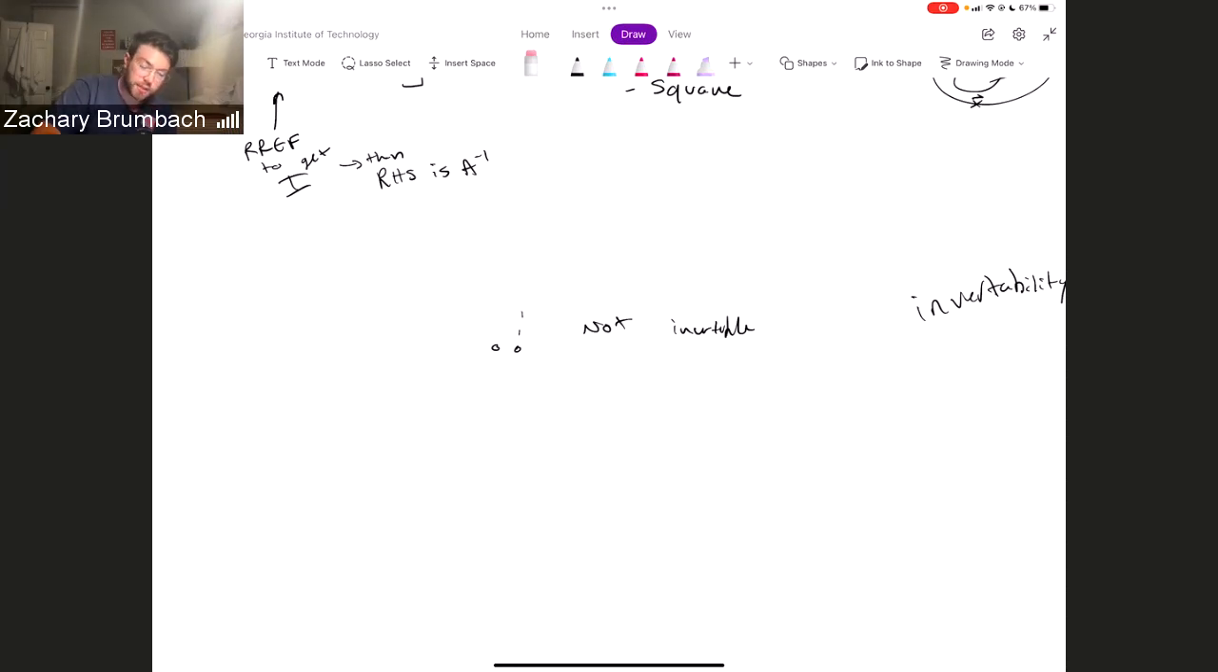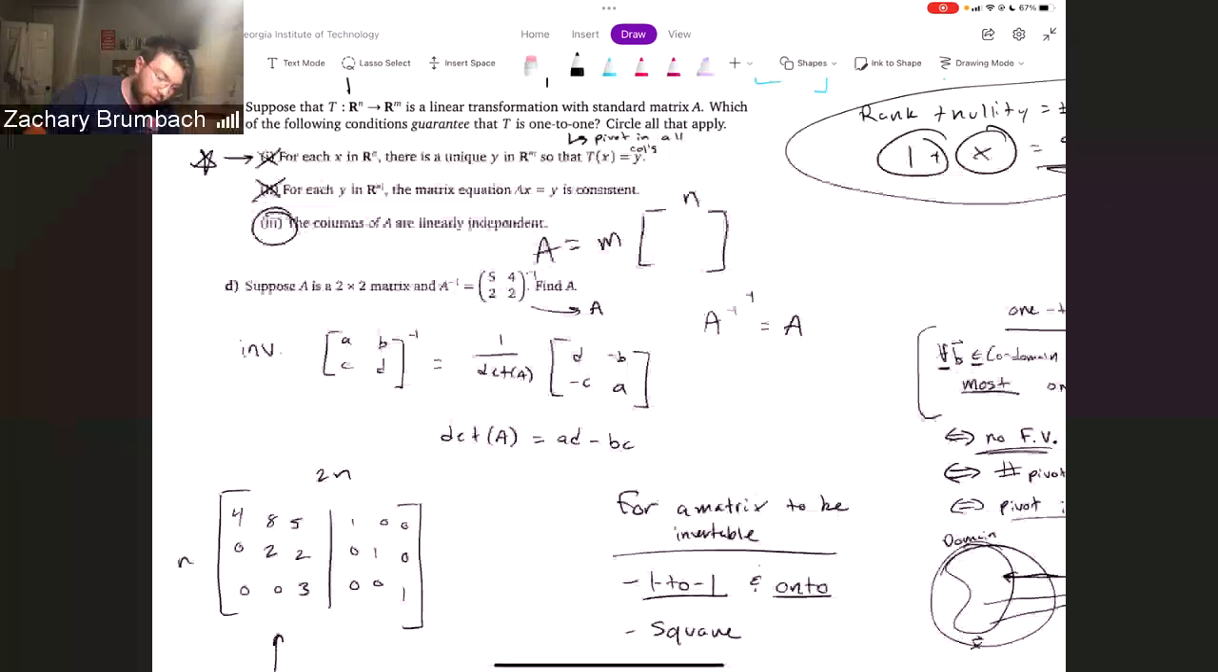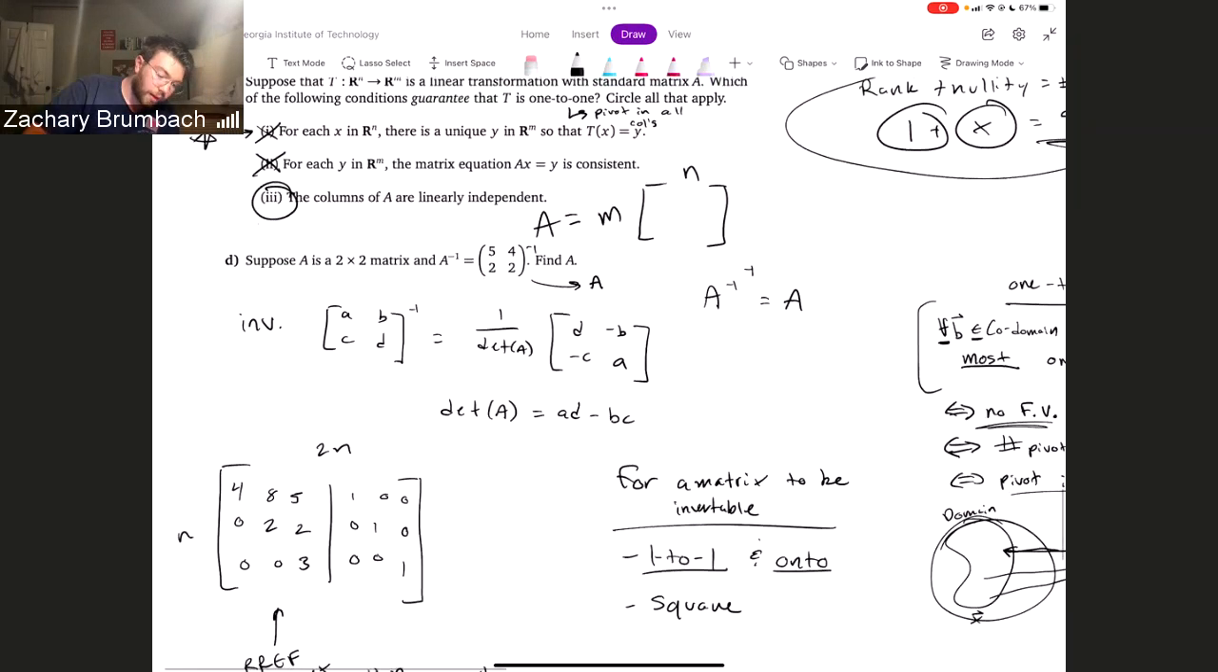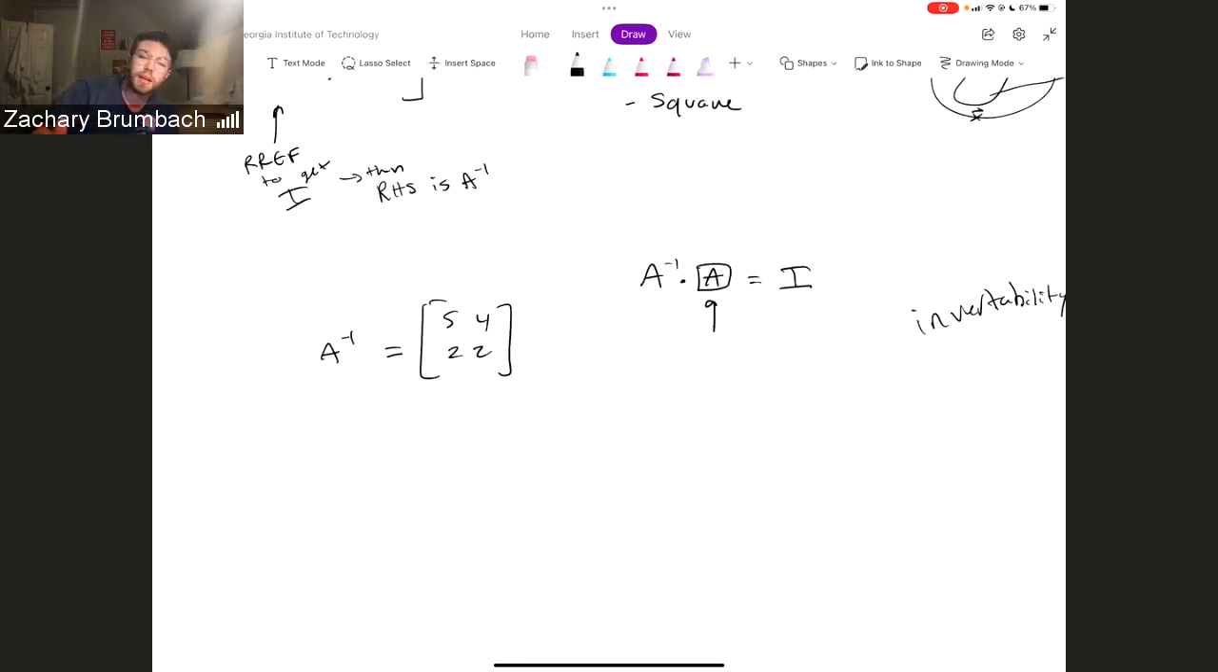But for this question, it gives us a specific matrix. So this matrix is A inverse equals 5, 4, 2, 2. And how do we get from A inverse times something to be the identity? What goes here? A inverse times A is always the identity. That's the purpose of an inverse. So this is the same thing as A inverse inverse. You can think of it kind of like that.